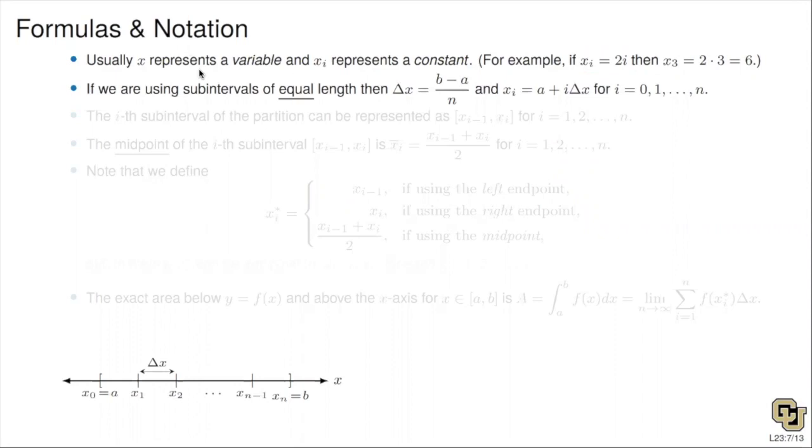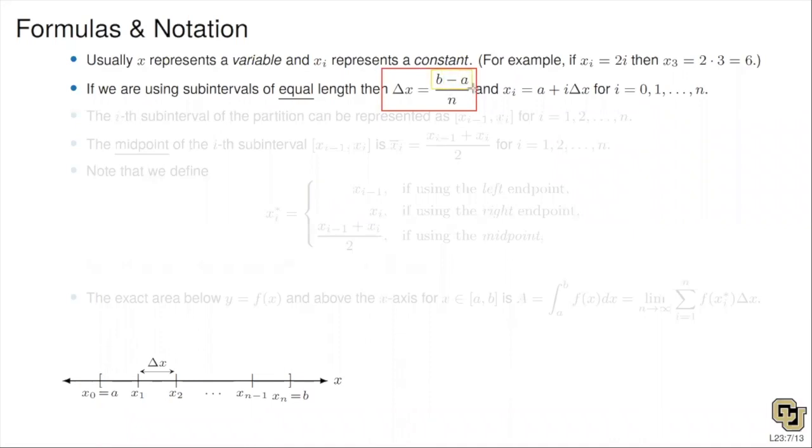The formulas are not difficult. So the first formula to start with is the width of the subinterval. Since we're using equal length subintervals, the formula quite simply for delta x is b minus a over n. Now here's the important part. I don't want you to just read the math. I want you to interpret the formula.